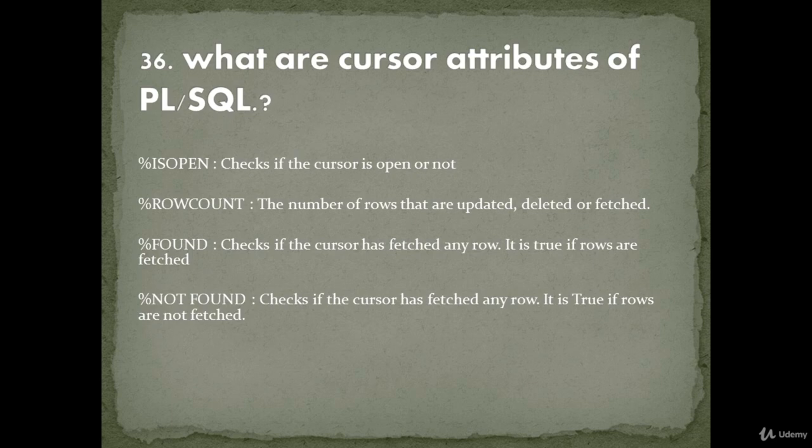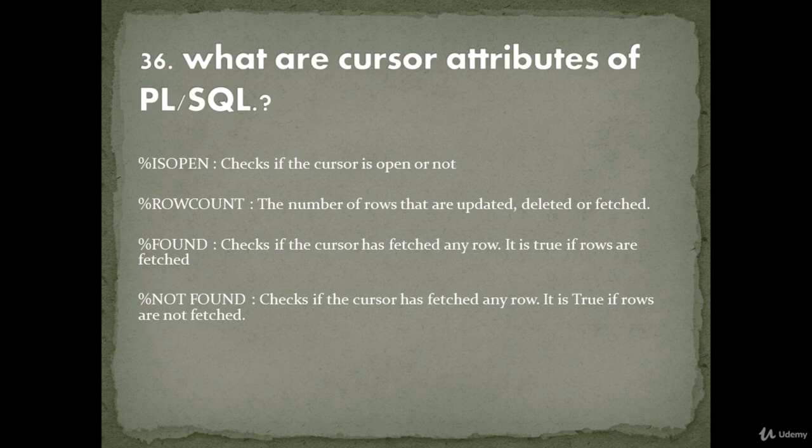What are the cursor attributes of PL/SQL? The very first is %ISOPEN, second %ROWCOUNT, third %FOUND, fourth %NOTFOUND. %ISOPEN checks whether the cursor is open or not. The second one, %ROWCOUNT, will check the number of rows that are updated, deleted or fetched. Fetched means select.